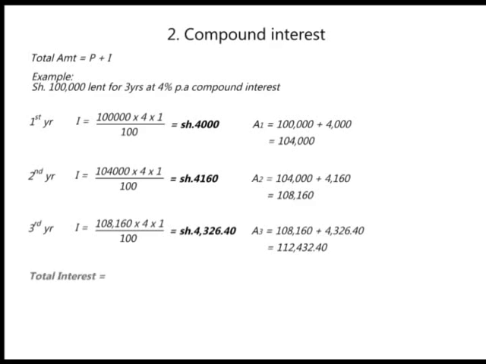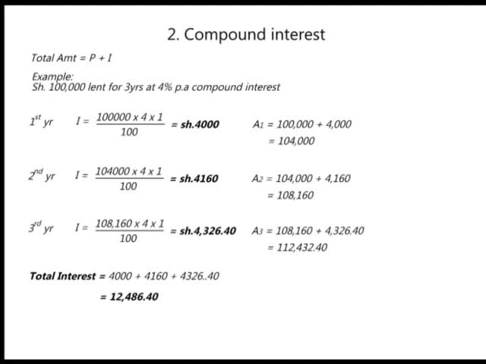The total interest will be interest for the first year 4,000 plus interest for the second year 4,160 plus interest for the third year 4,326 and 40 cents, which gives us 12,486 and 40 cents. You will realize that when interest is compounded, it is more than simple interest.